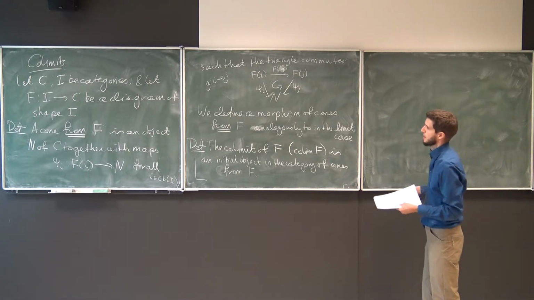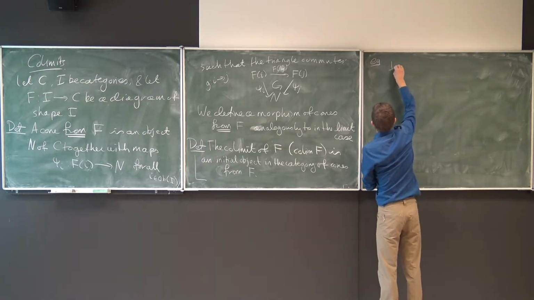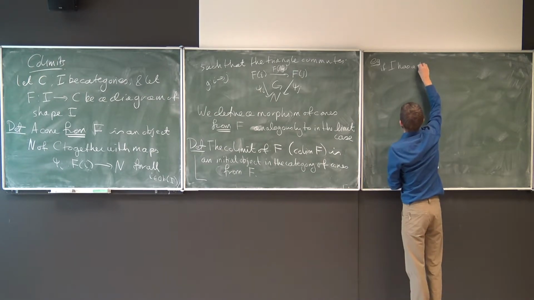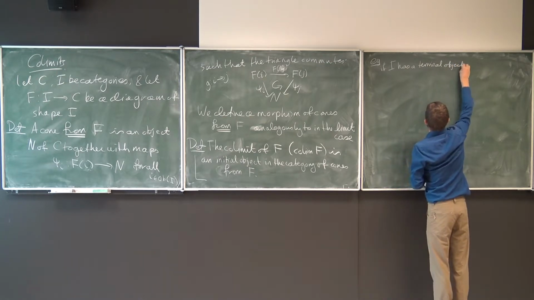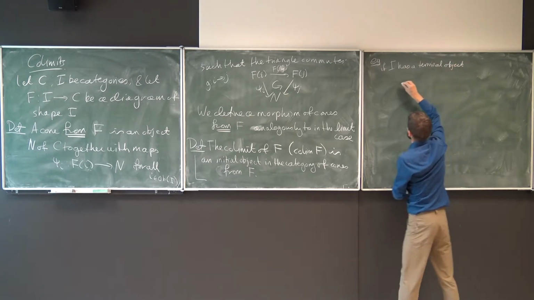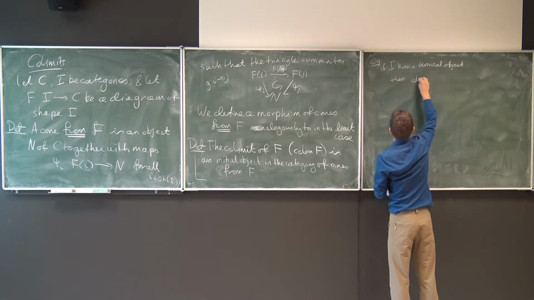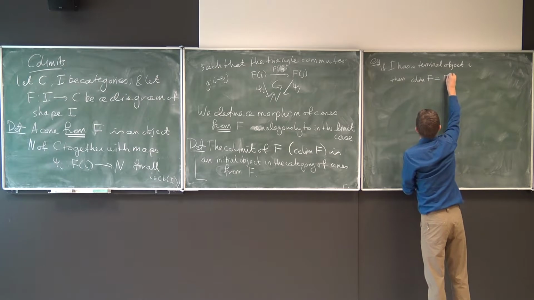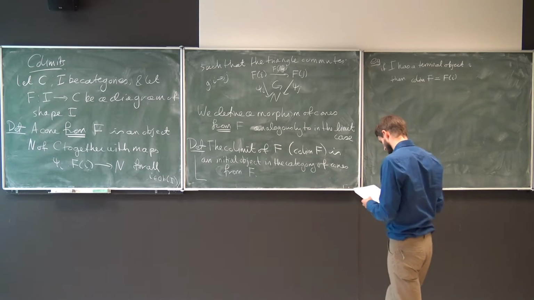So for example, to do our silly example, if I has a terminal object, say little i, then the colimit of F is just F(i). So this is directly analogous to the case that we saw previously for limits.